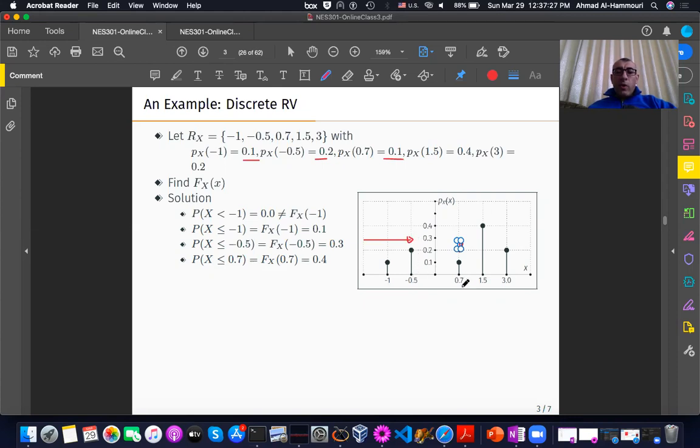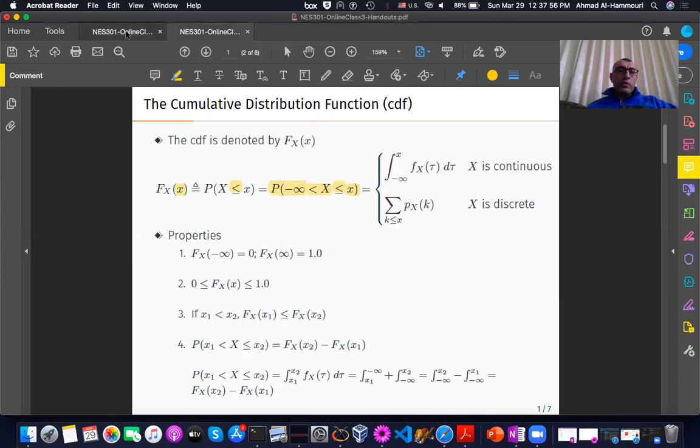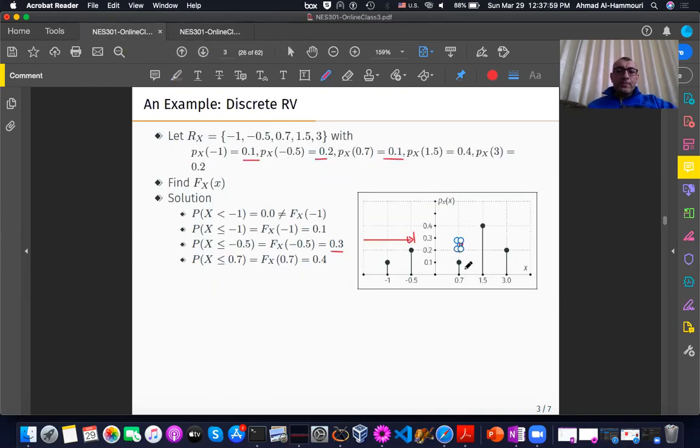Or, because I already added the points up to here, which gives me the CDF of minus 0.5. What's the CDF of 0.7? I already accumulated probabilities of points up to minus 0.5. I need to add just this point to the accumulated value. And this is why it's called the cumulative distribution function. Good? Okay.